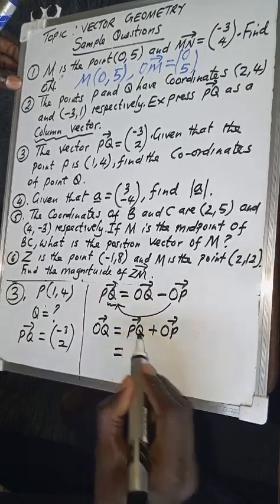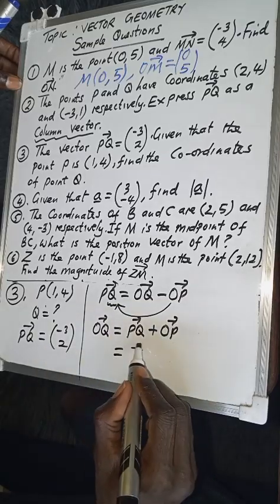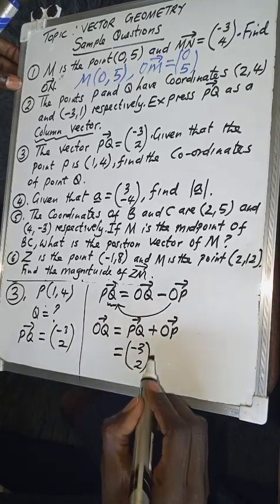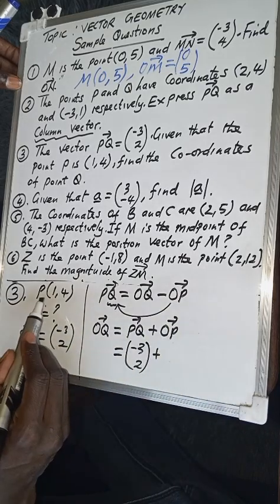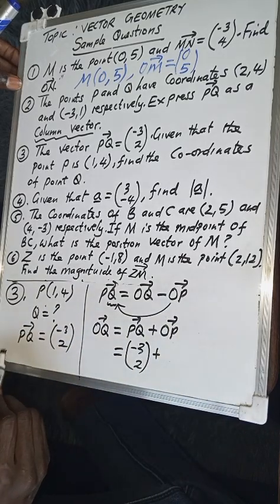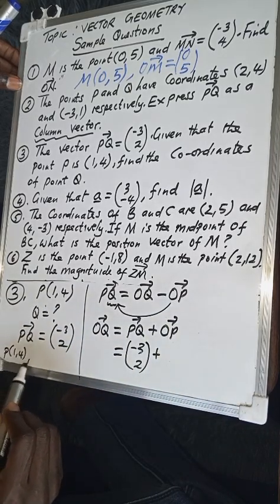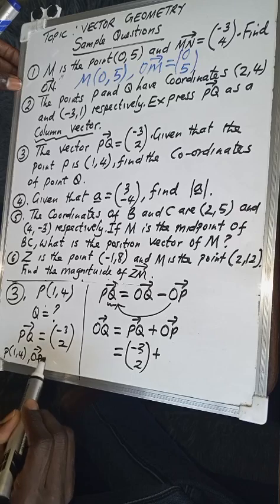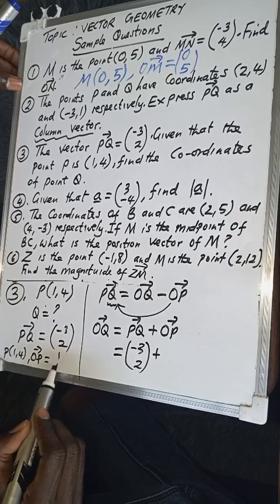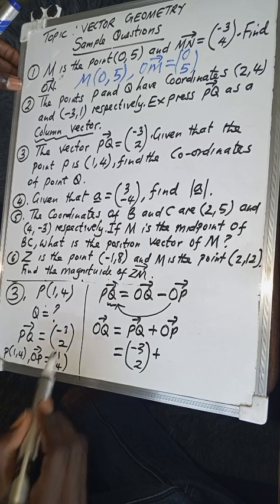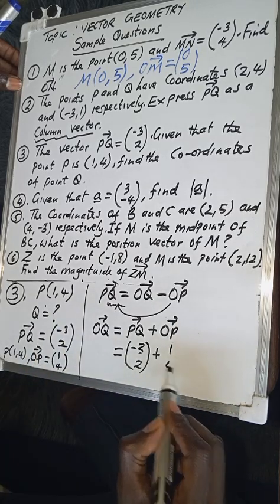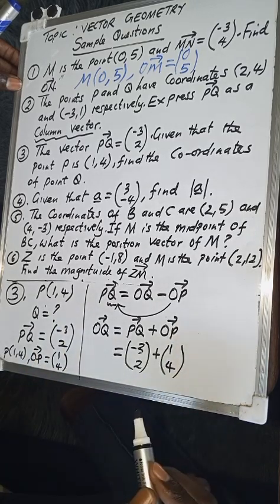What is my PQ? My PQ is (-3, 2) plus what is my OP? Remember, when you have got the point P, which is (1, 4), and you want to start from the origin, OP, just change this into column form. So it will be 1 and a 4. Write them in column form.